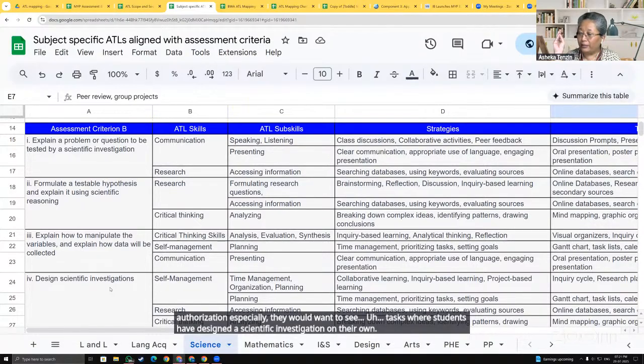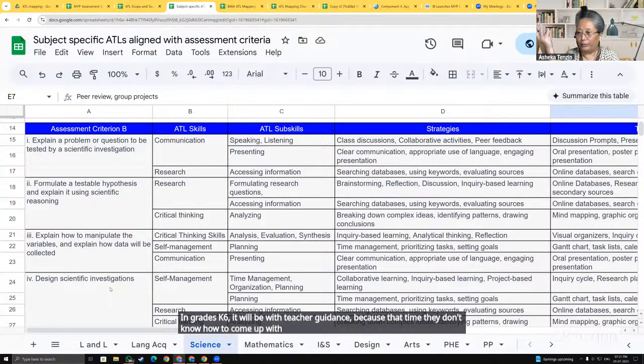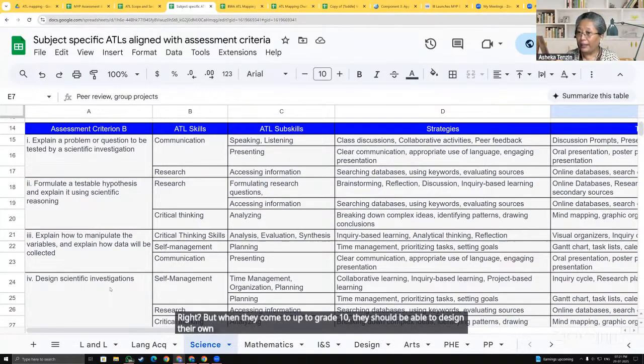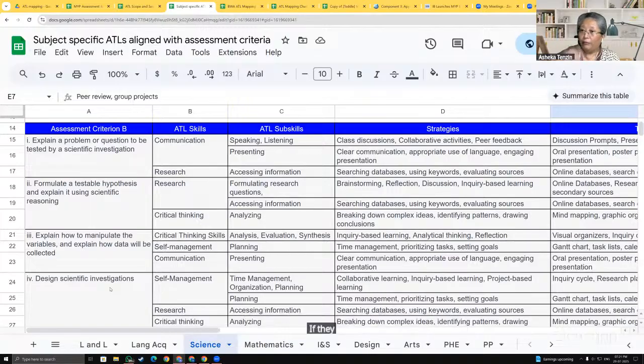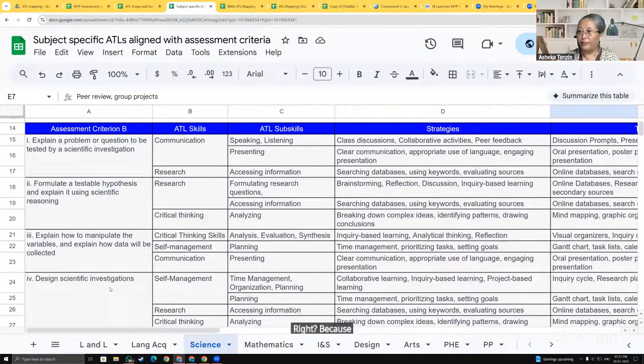In grade 6, it will be with teacher guidance, because at that time they don't know how to come up with a research question. But with teacher guidance, they will come up with a research question, right? But when they come up to grade 10, they should be able to design their own investigation. Why? If they are ready, then only they will be able to do well in the DP in their IAs, right? Because IAs 20% is in your pocket. It's a lab investigation, right?